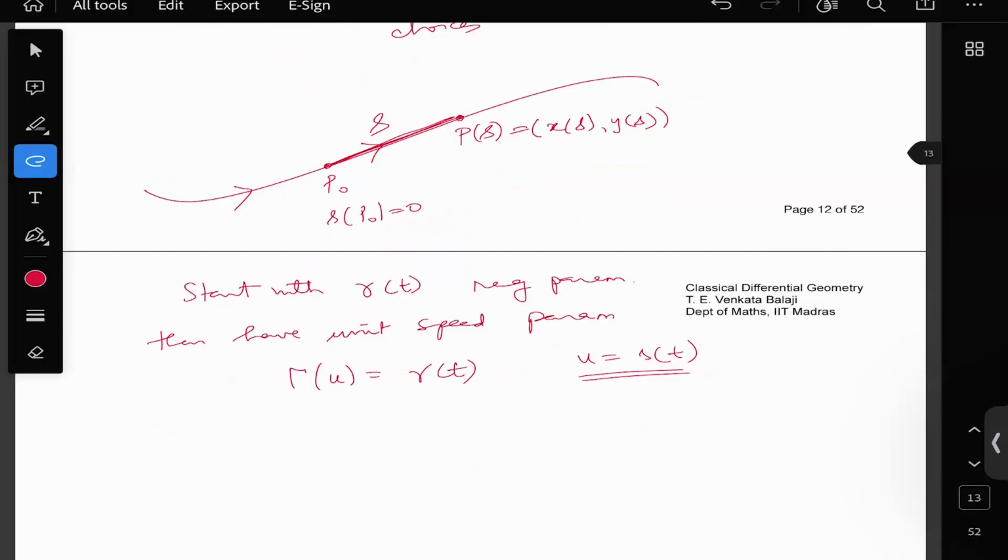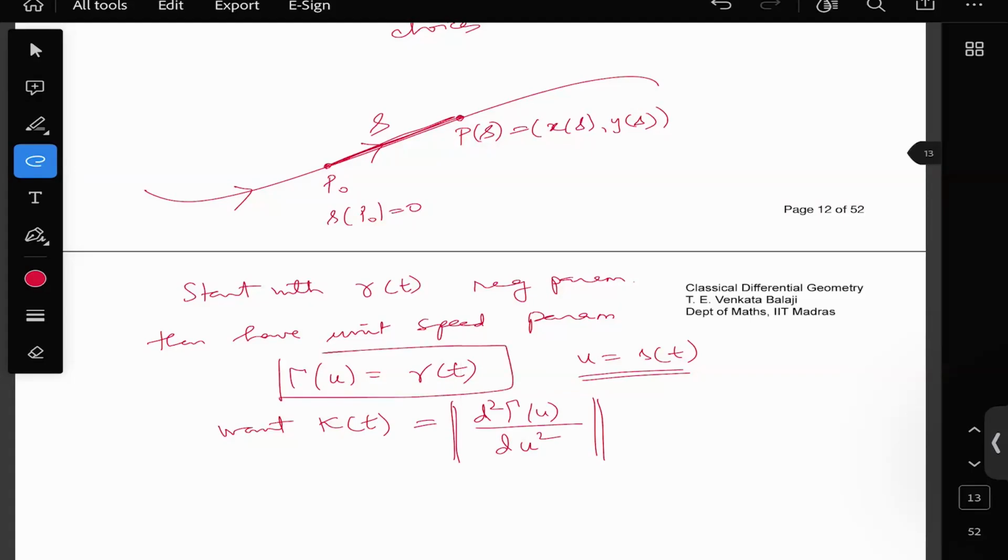So this is the situation. You want the curvature at the point t, which is supposed to be what? It is d squared gamma of u by du squared, and of course I want the norm, the magnitude of that. This is the definition of the curvature. This will be a unit speed curve, and you take its magnitude. That is the curvature at that point.